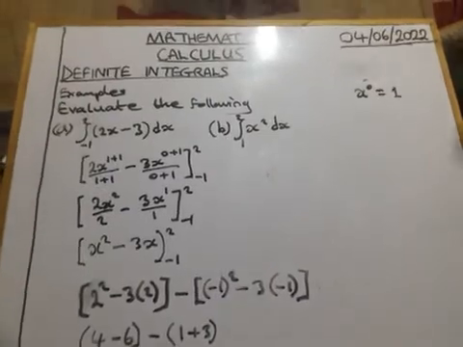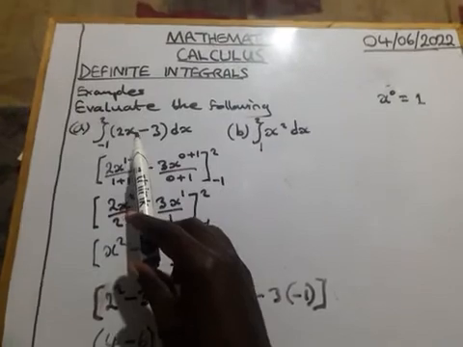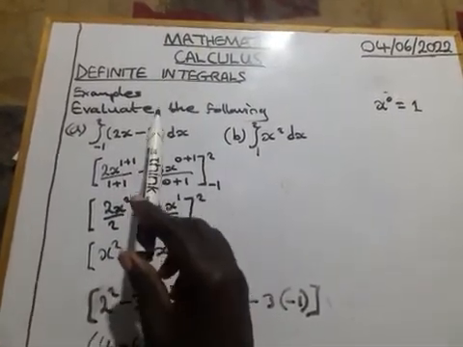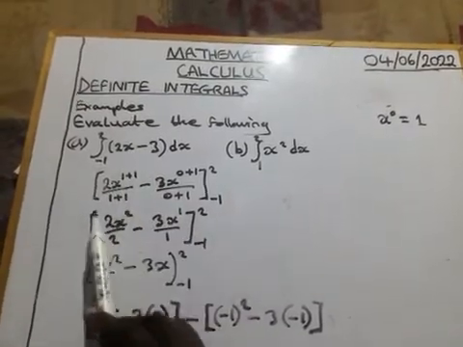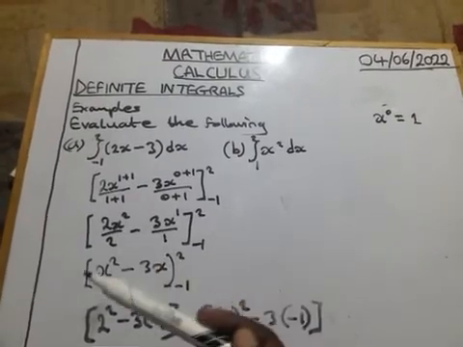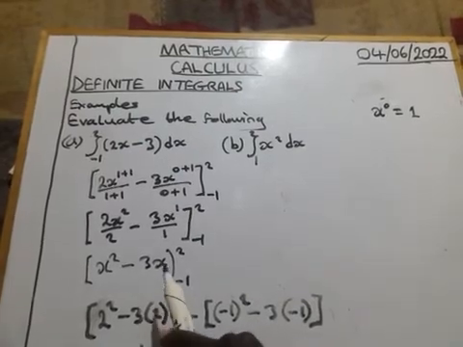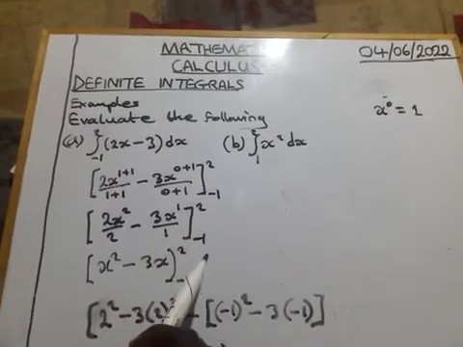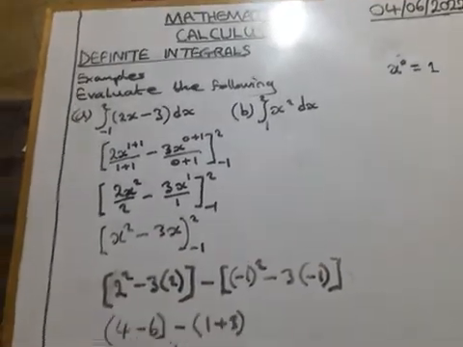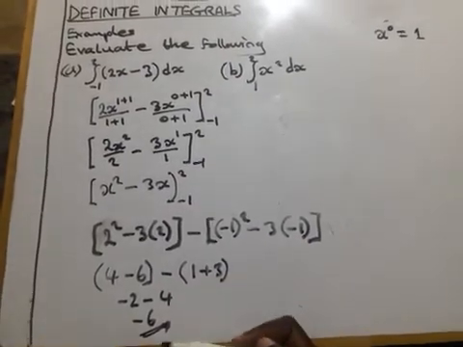-6. So what is required is just for you to integrate the cofunction by adding 1 to the power, then you divide by the summation. Then after doing that, you replace where there is x with the upper limit. Then after replacing with the upper limit, you also replace where there is x with the lower limit. Then you subtract the two. So after going through the whole process, you find that your answer will be -6.